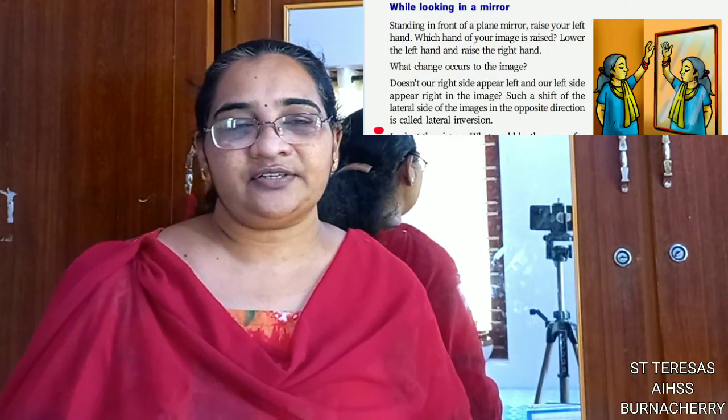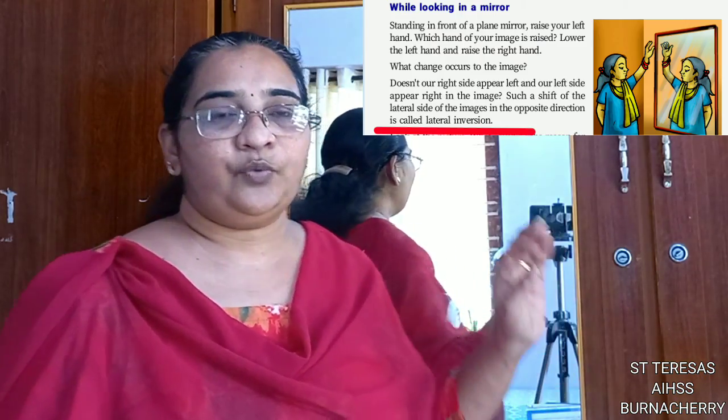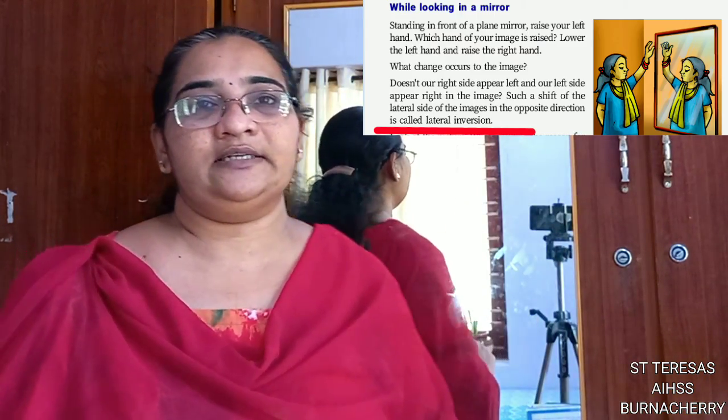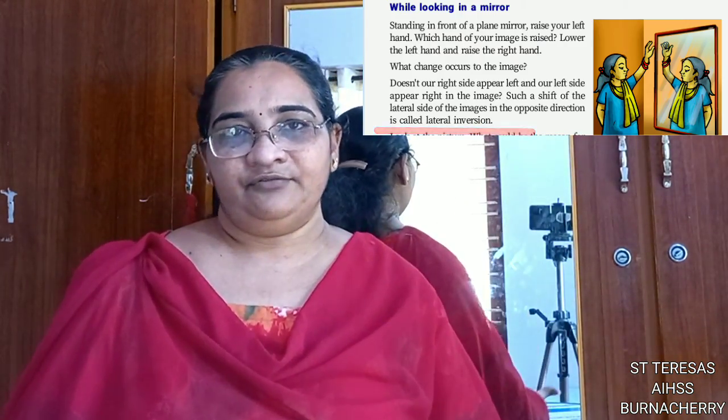If this is my left and my right, then in the mirror, this is not my right, but it is also showing the left hand. Actually, it should be opposite, but it is not. So this type of image formed, where our left is shown as right and right is shown as left, is called lateral inversion. So one peculiarity of the plane mirror is lateral inversion.